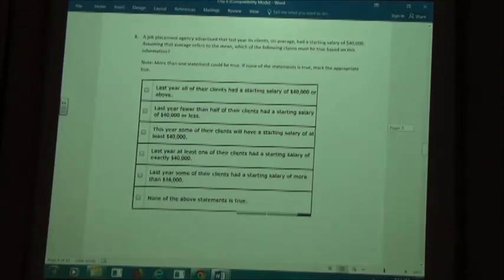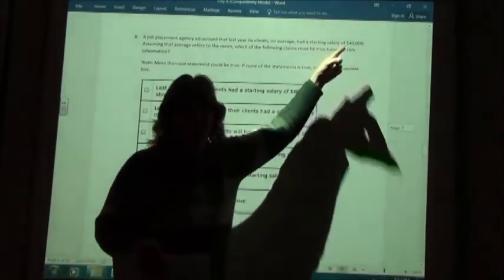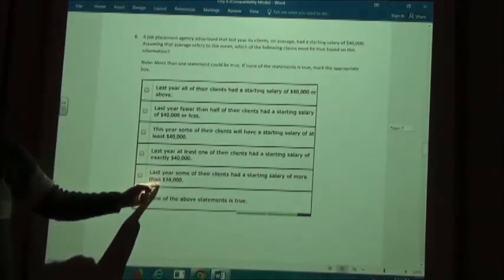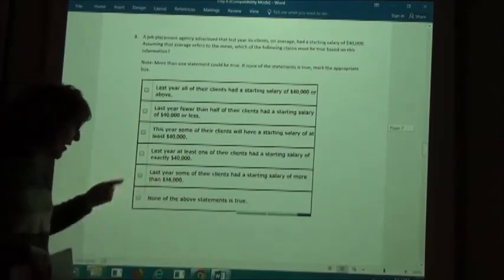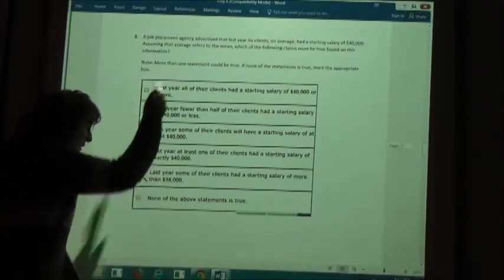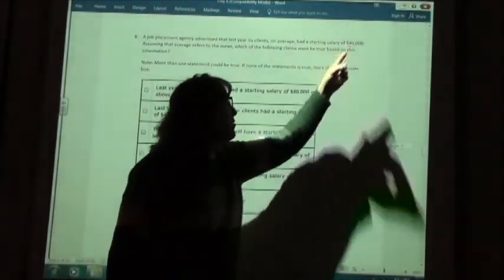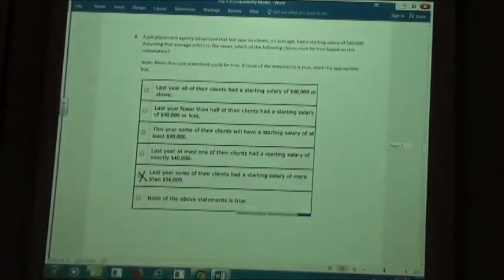The next one, last year, some of the clients had a starting salary of more than $36,000. If my average was $40,000, do some of them have more than $36,000? Yeah, they'd have to, right? So that is the only true one based on what we know from last year. Anytime they say this year and they're referring to last year, we know that one's not going to work. But here, if we know it has to be at least 40,000, some of them had to have more than 36,000.